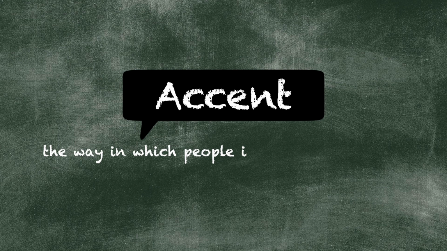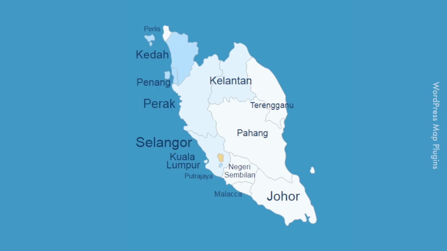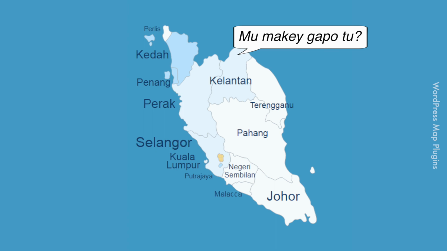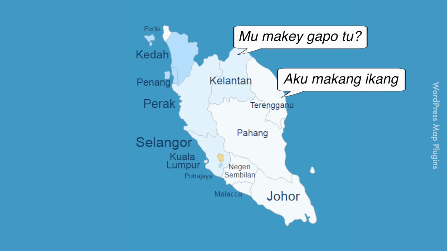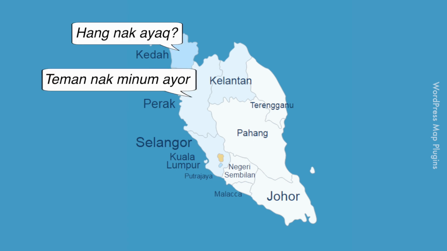An accent, on the other hand, refers to a way you pronounce things. It can be based on, for example, your region. For example, Kelantanese will pronounce makan as make. Someone from Terengganu will pronounce makan as makang. Air, for example. Someone from Kedah will say ayak. People from Perak Tengah will say ayo. So these are accents, and they represent where you come from.